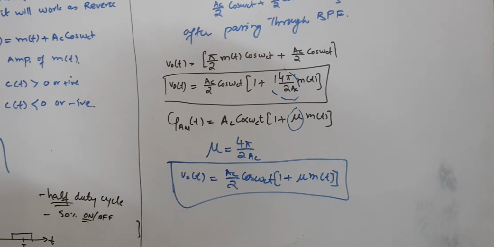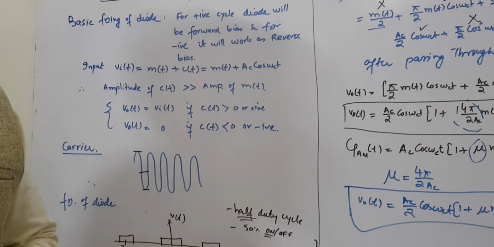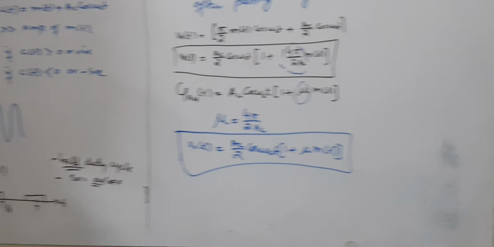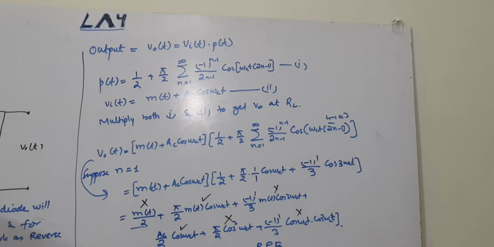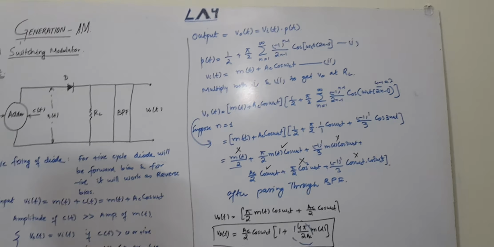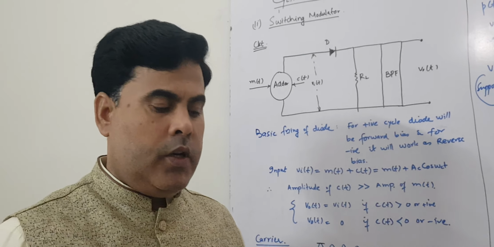So that's all for today's lecture, that we have discussed the switching modulator, and the output of the switching modulator is also the amplitude modulated signal. So I think that's all the generation of amplitude modulation we have done up till now.